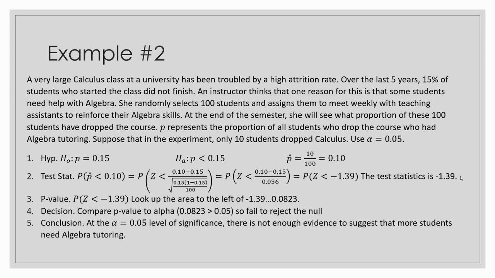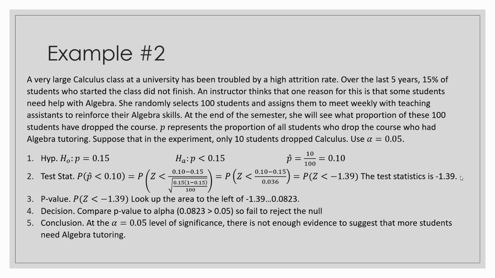Now, the challenging part to this one was actually forming the alternative hypothesis. So you'll notice that I wrote that p is less than 0.15. And the reason it's less is because it's the hope of this instructor that the intervention, the algebra help, is going to reduce the attrition rate. That's what we want to do. We want to reduce it. That's why it's less than 0.15.